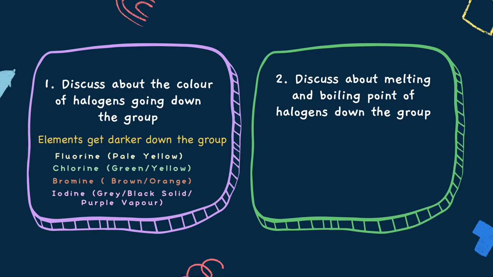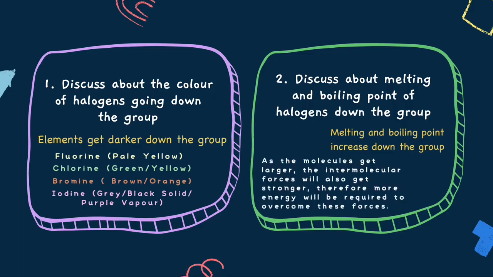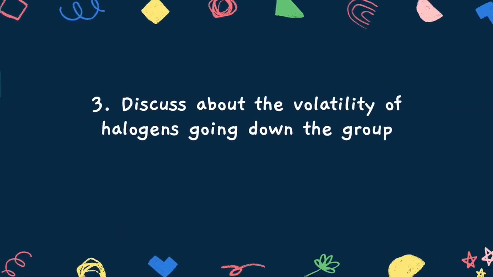How about the melting point and boiling point down the group? The melting and boiling points down the group of halogens increase. As the molecules get larger, the van der Waals forces will also get stronger. Therefore, more energy would be required to overcome these forces.